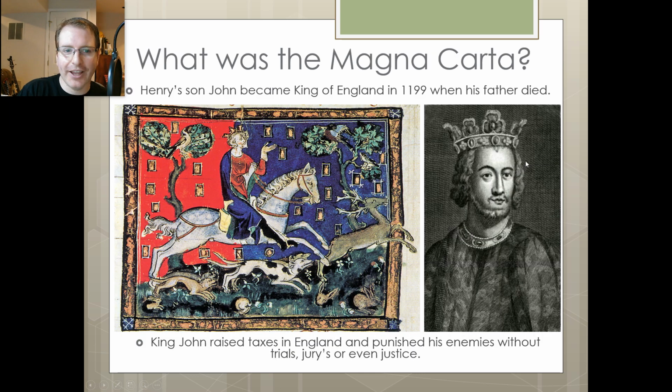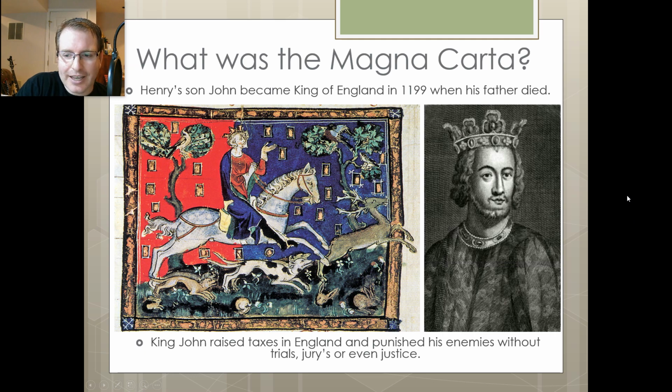Okay. Now, Henry is going to have a son named John. There's only going to be one King John in English history, so that might give you a hint of how good this king is going to be. So John immediately raises taxes in England. He starts punishing people without trial. He's like, oh man, Danielle wouldn't go out on a date with me a couple of years ago, so she's going straight to jail. No trial. She didn't actually do a crime.